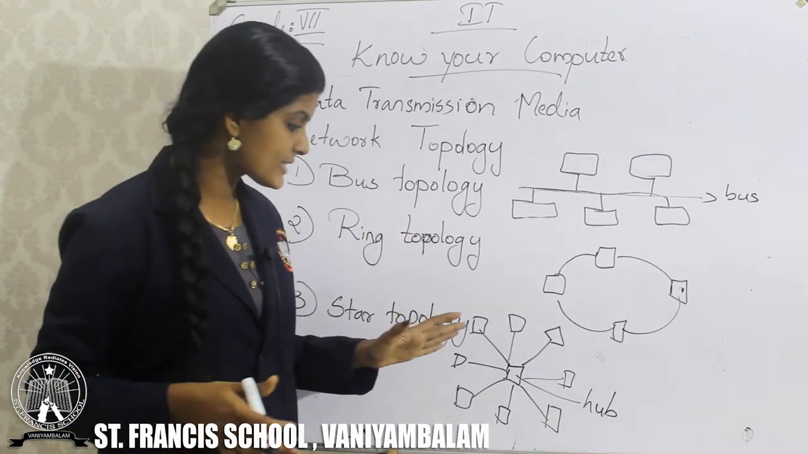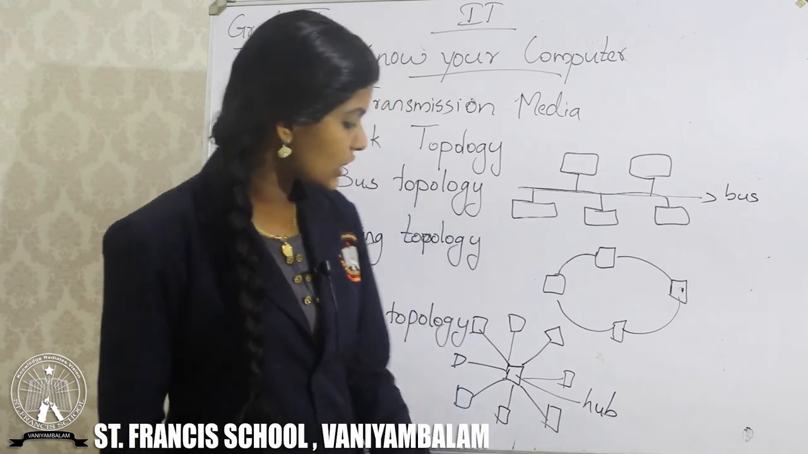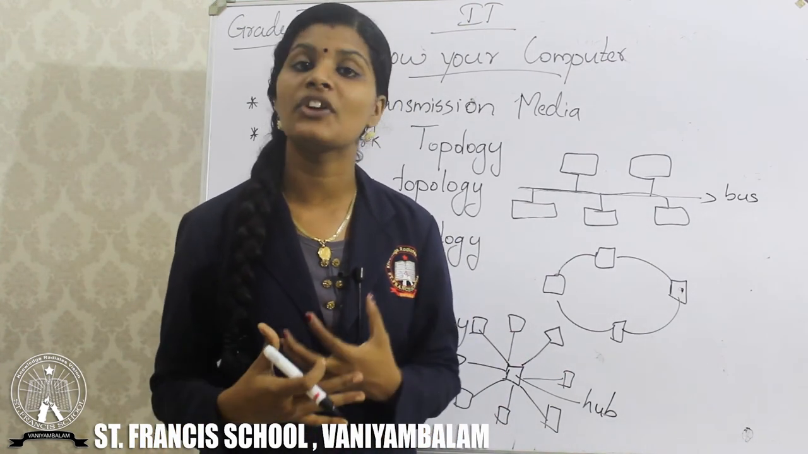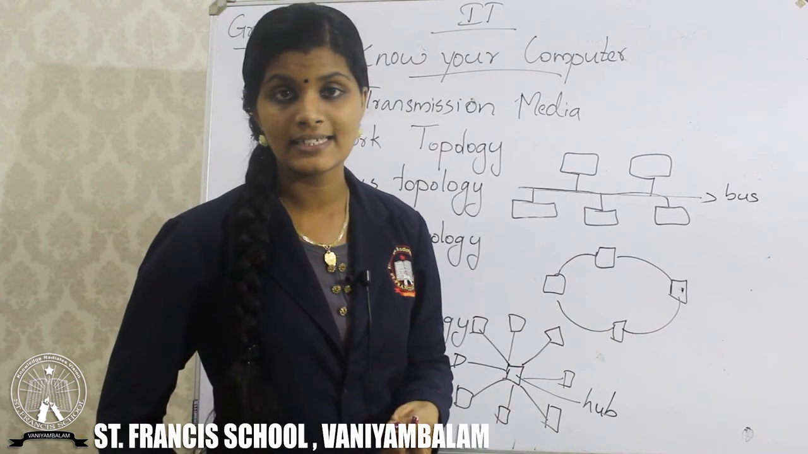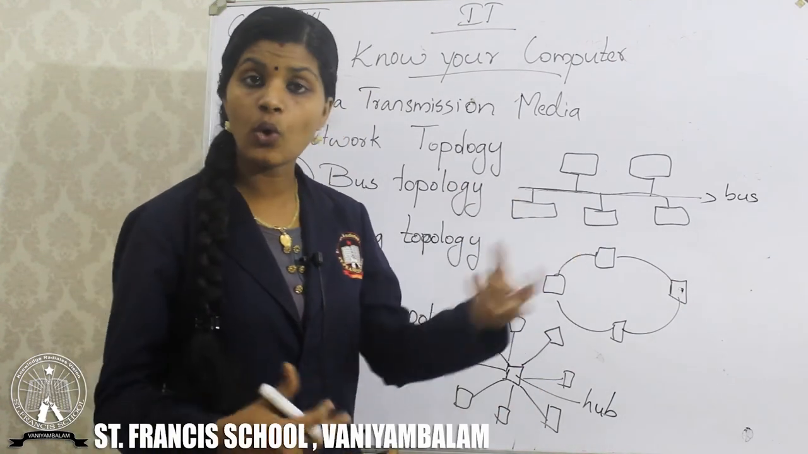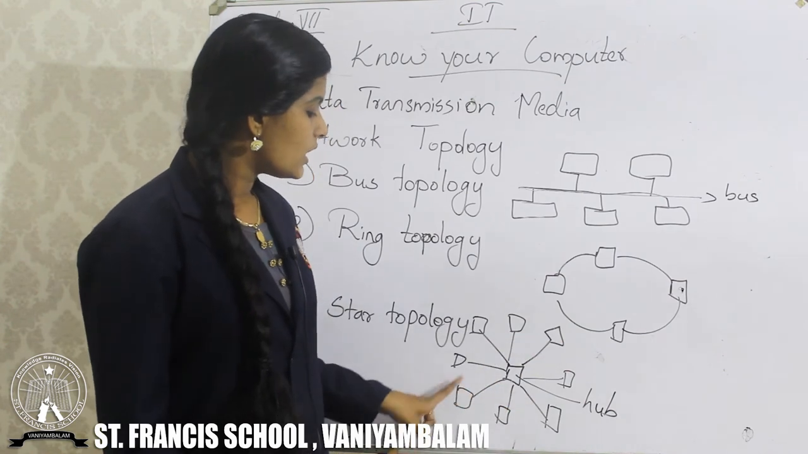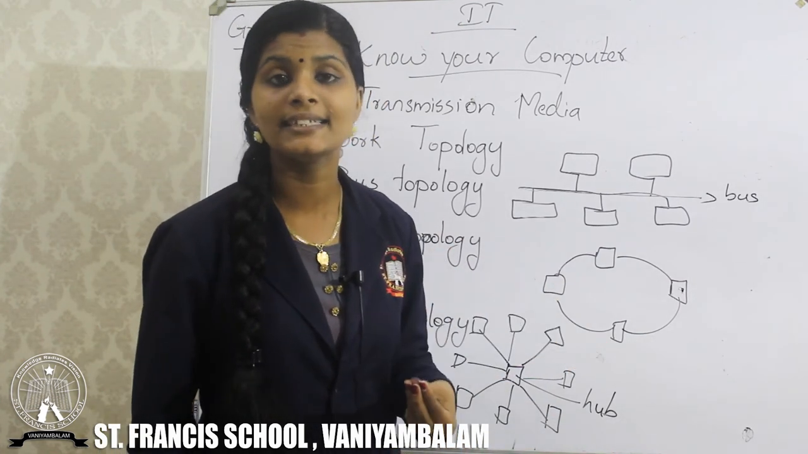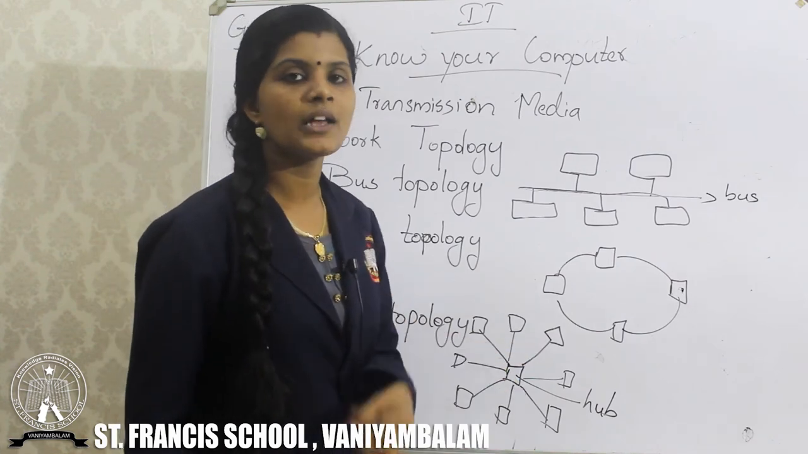Its advantages are: if any failure happens to any of these connections, other connections will not be affected. Others will work very properly and smoothly, nothing will happen to the remaining connections. That is the first advantage. The second one is, if any failure happens, we can easily identify it. The next one is, a new connection can be added or removed without any problem. So once again, if any failure happens to any connection, others will not be affected, and also fault detection can be easily done.